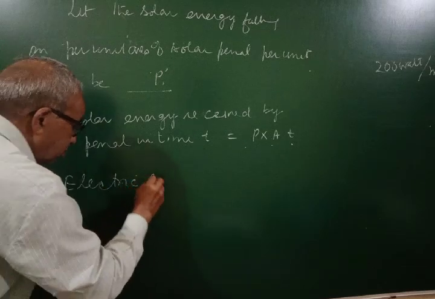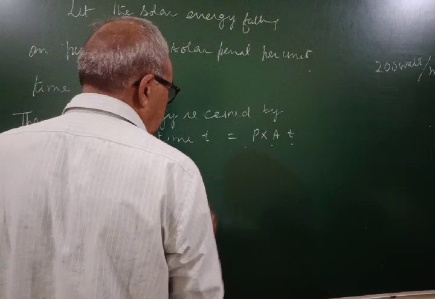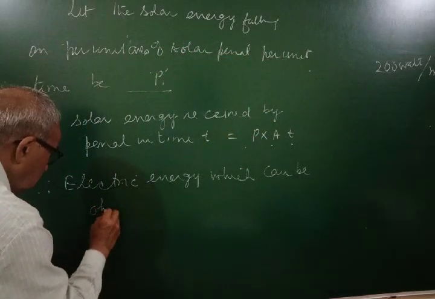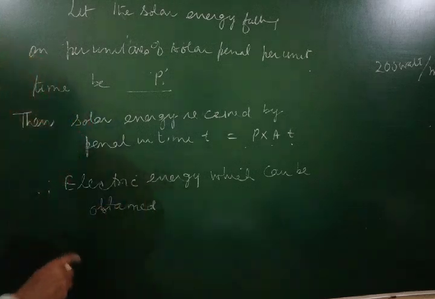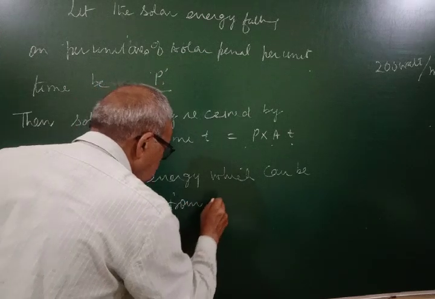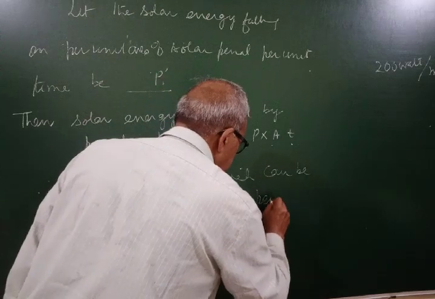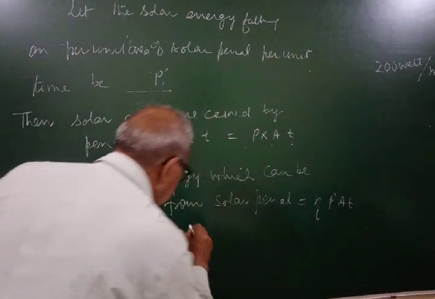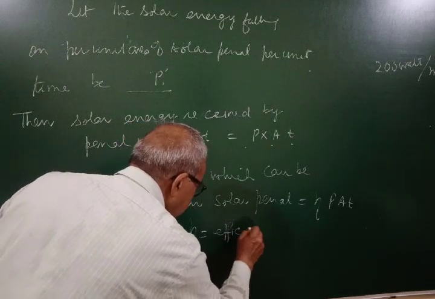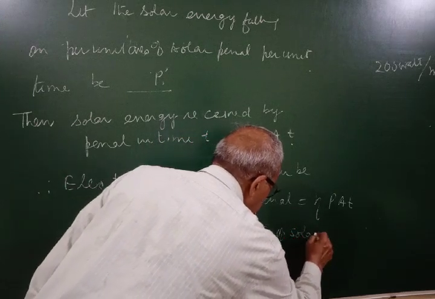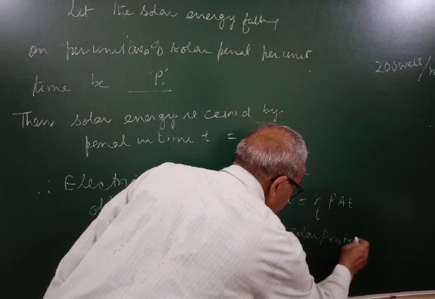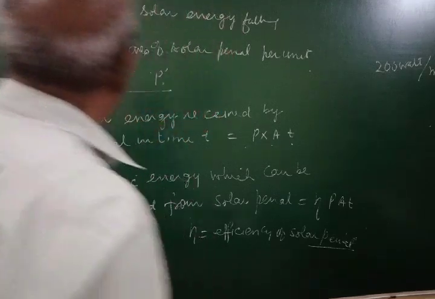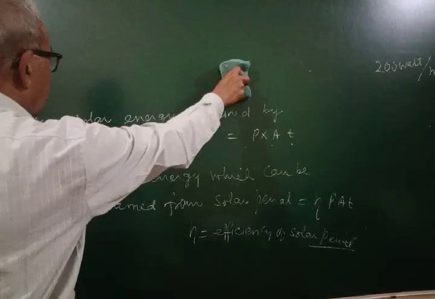the electrical energy which can be obtained from the solar panel is equal to eta P into A t, where eta is the efficiency of the solar panel. Anyway, the total amount of energy does not go to electric energy. A sufficient amount of energy is lost in the form of heat due to resistance, etc.